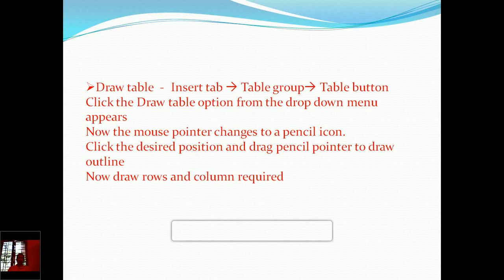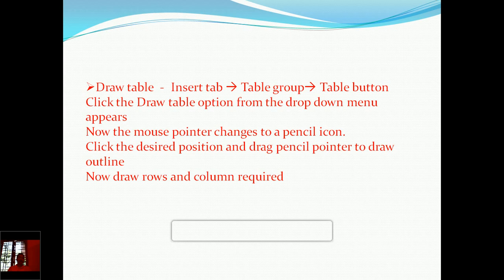See the steps. We select the Insert tab. Then from the Insert tab we focus on the Table group and select the Table button. These things we have discussed in the previous steps also. Now when you click the Table button, it will display a menu. From that menu we select the Draw Table option. Now move the mouse pointer. The mouse pointer changes to a pencil icon.